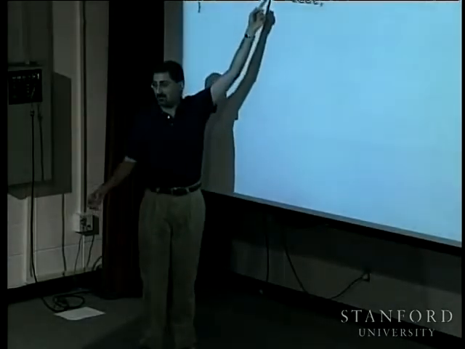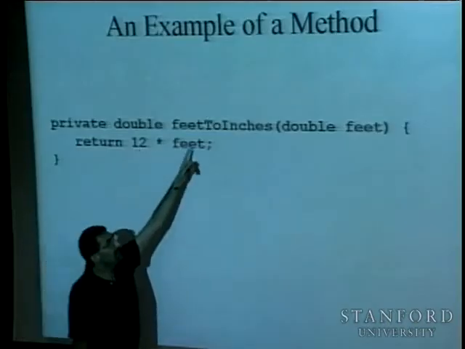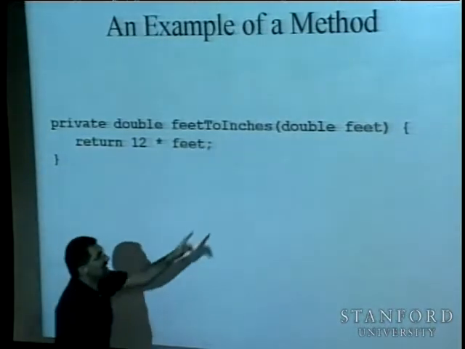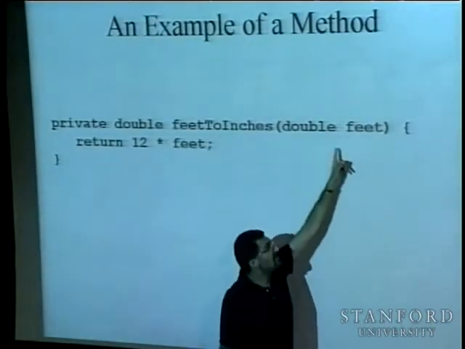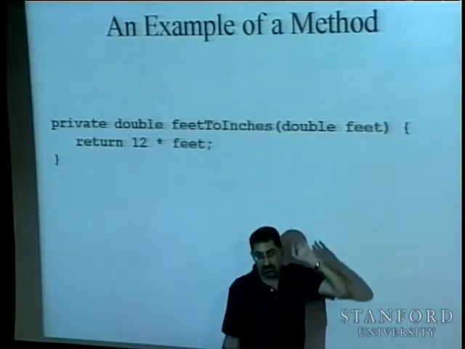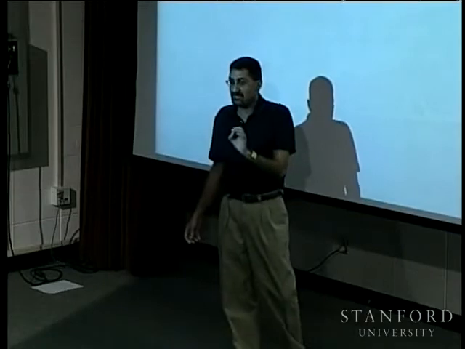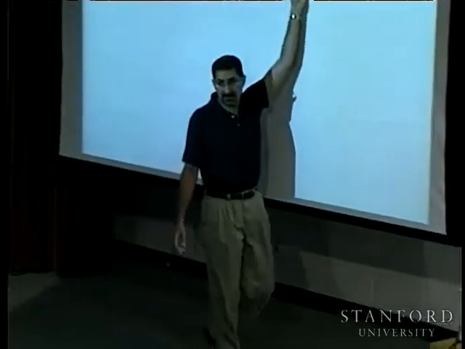It's going to give me back something that is of type double. The name of the function is feet to inches. What parameters does this function take? It takes in one parameter. The type of that parameter is a double, so what I'm expecting from you is something that's a double. It could actually be an explicit value that's a double. It could be a variable that holds a double inside it, but that's what I'm expecting.